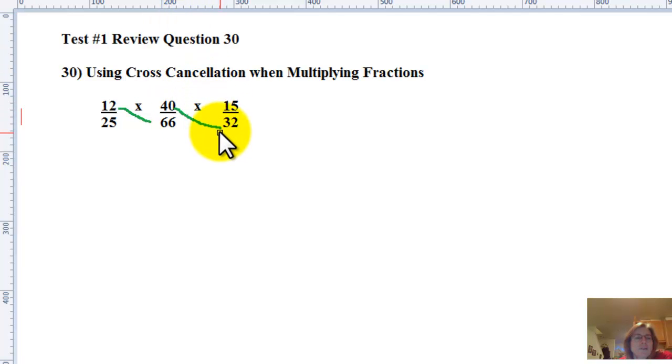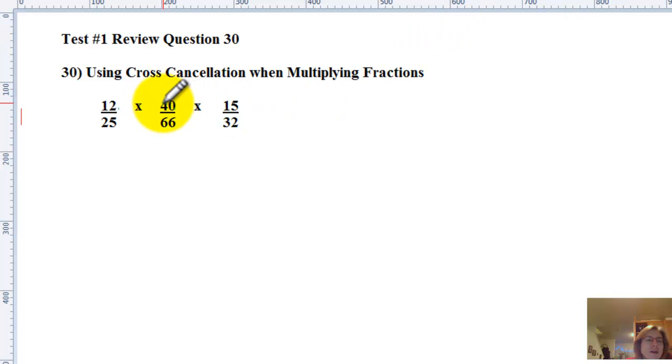So let's just get rid of the green lines I made. What we're going to do is reduce where we can, just like the numerator over the denominator as normal. So 12 over 25, can we reduce that? No. 40 over 66, we can reduce. 15 over 32 we cannot reduce. So let's look at that. They're both even numbers, and we can divide by 2.